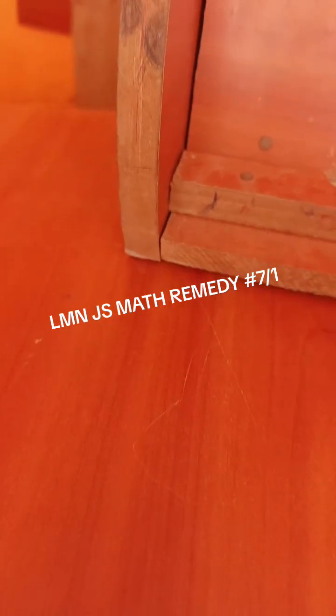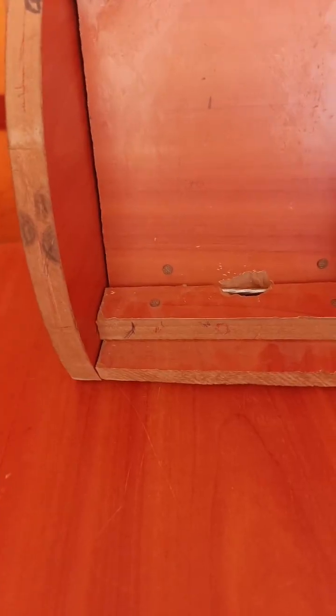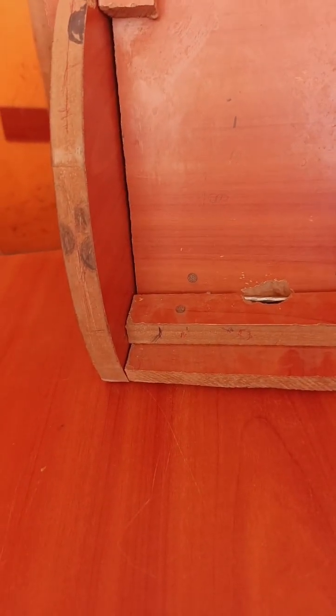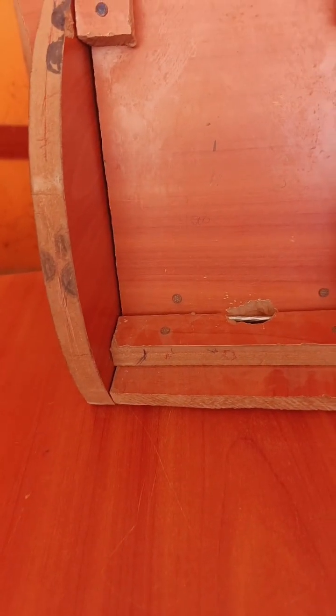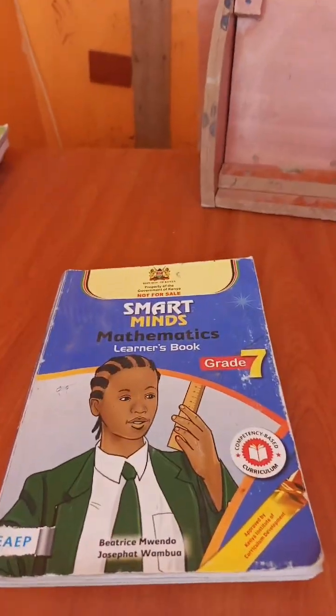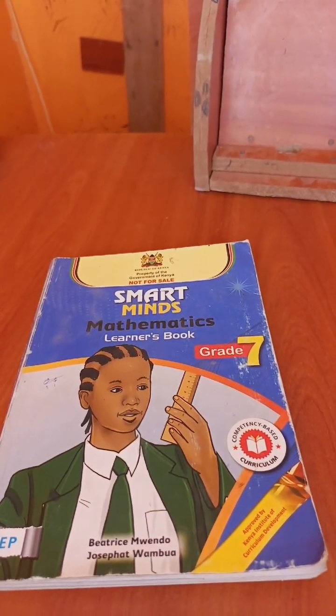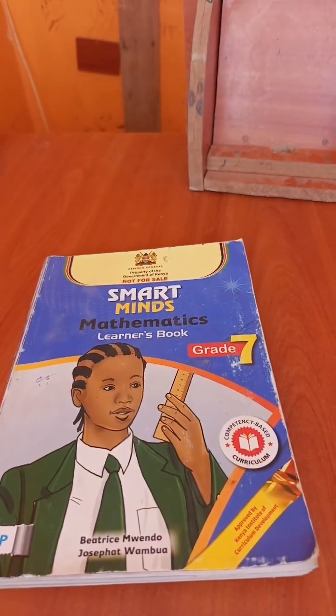Good morning. I'll be facilitating the learning of mathematics in junior school, that is grade 7, 8 and 9. We will be using a number of materials. For example, in grade 7, we will be using a learner's book, that is Smart Minds Mathematics, grade 7.